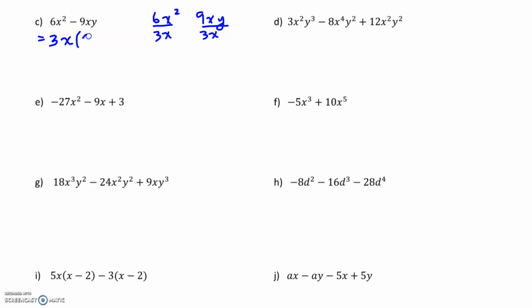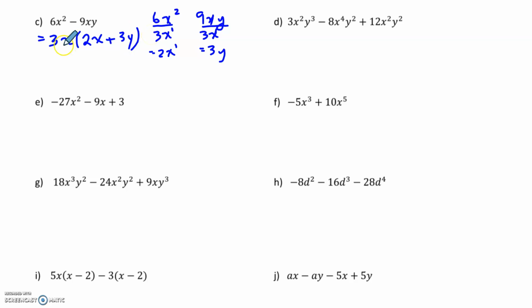6 divided by 3 is 2. And x squared divided by x, remember we use our quotient rule. We keep our base. 2 subtract 1 is 1. So I have a 2x left here. 9 divided by 3 is 3. X divided by x we know would be x to the 0, so that's gone, and I'm left just with a y, so plus 3y. Okay, and that's our final answer.